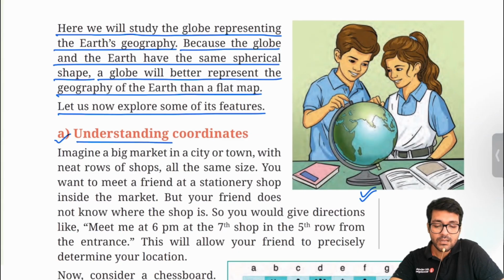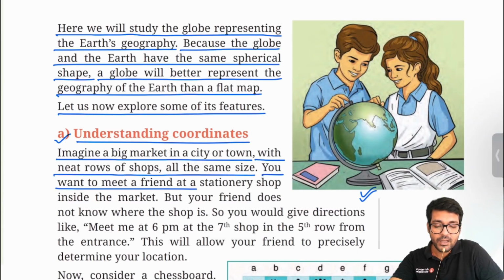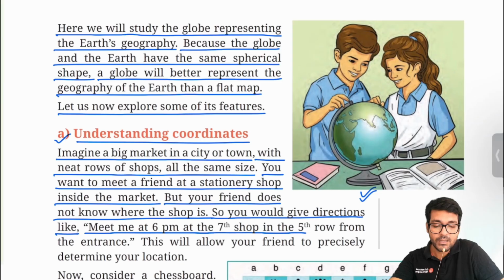A. Understanding coordinates. Imagine a big market in a city or town with neat rows of shops all the same size. You want to meet a friend at the stationery shop inside the market, but your friend does not know where the shop is. So, you would give directions like, meet me at 6 pm at the 7th shop in the 5th row from the entrance. This will allow your friend to precisely determine your location.